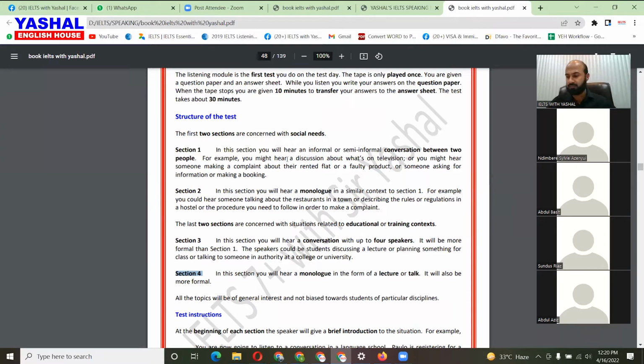Normally, when I'm doing a mock test, I get an 8.5 mock band. There are total 9 bands, and out of 9 bands, it's up to you if you get 6, 7, 8. There are total 40 marks: 40 questions, 40 marks. We call it section 1, section 2, section 3, and section 4. Earlier it was called section 1, 2, 3, but these days we call it part 1, part 2, part 3, and part 4.